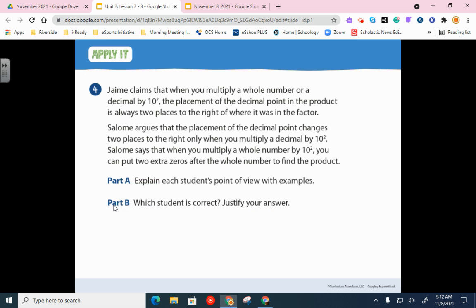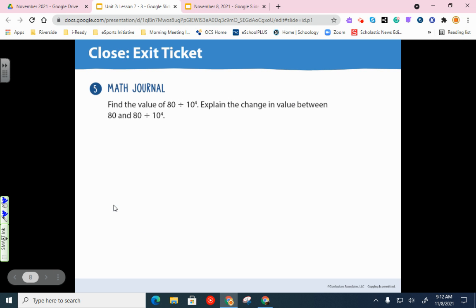And let's do this last question. So it says, find the value of 80 divided by 10 to the fourth. Explain the change in value between 80 and 80 divided by 10 to the fourth. So let's just simply do it like this. So we have 80 divided by 10 to the fourth. In your IXL classwork today is going to be all division, or dividing by powers of 10. So this is a good warm up for that.